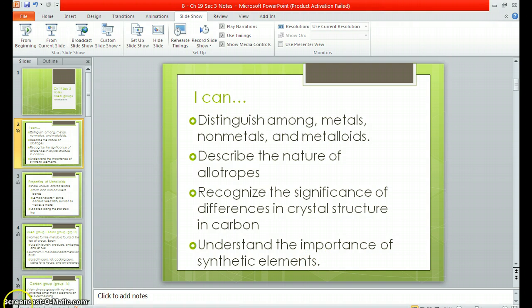And that is pretty much it for this one.